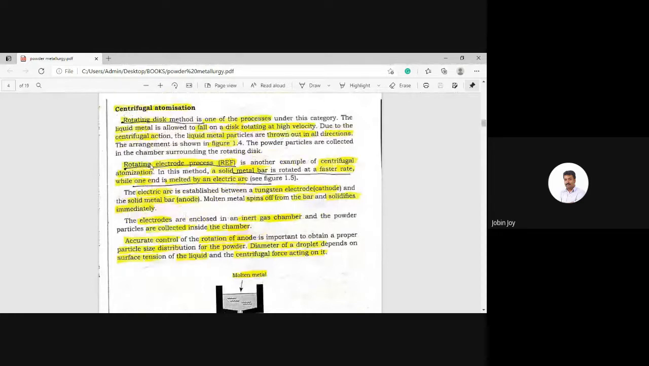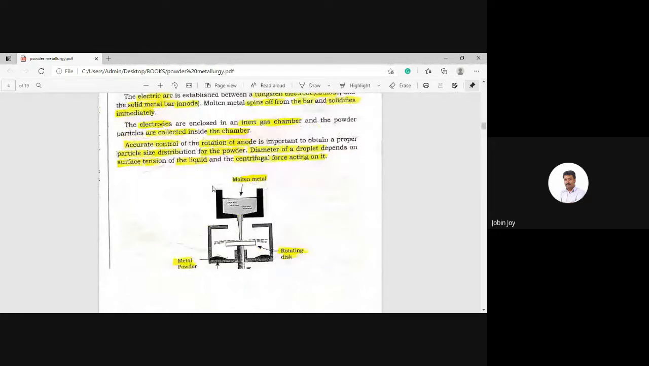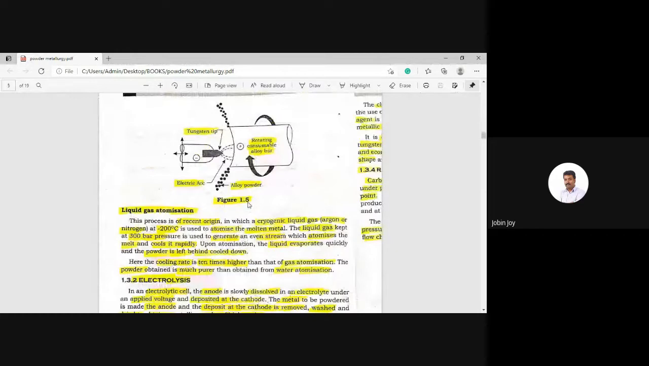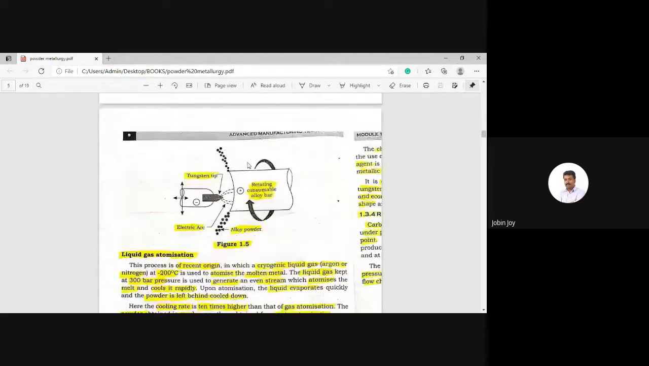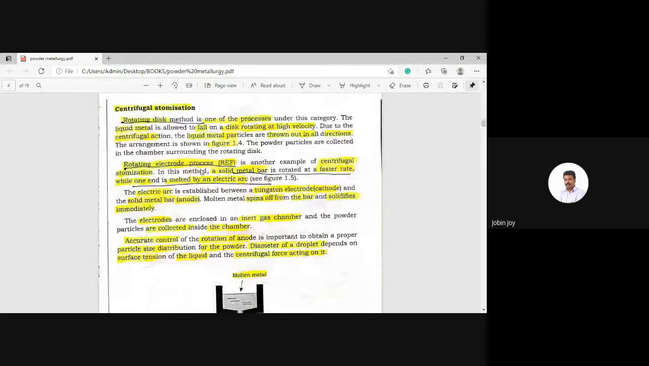The second method is the rotating electrode process. Here you can see figure 1.5, the rotating electrode process. This is the rotating consumable alloy bar, which is actually rotating. On the left side you can see a tungsten tip, and an electric arc is established between this rotating consumable alloy bar and the tungsten tip, and because of this you get the powder. That is the simple working of this. Since the consumable alloy bar is rotating, the technique is called the rotating electrode process. So this is another example of centrifugal atomization.